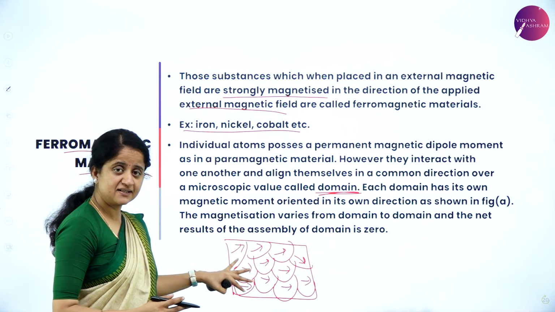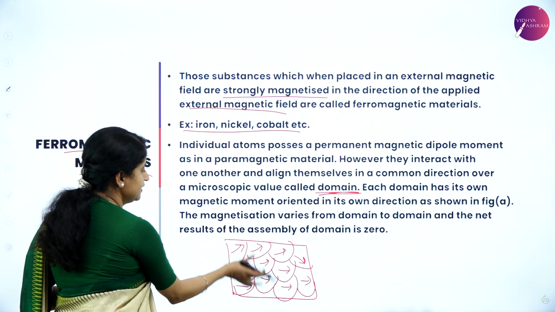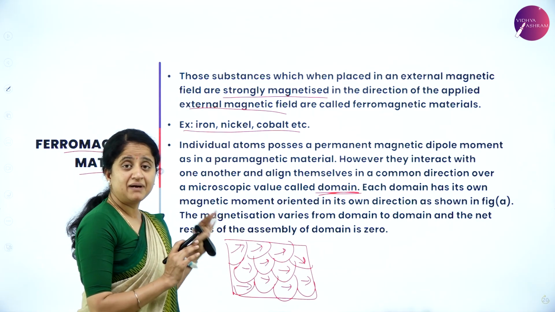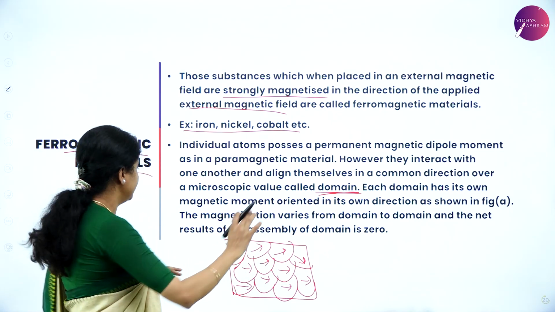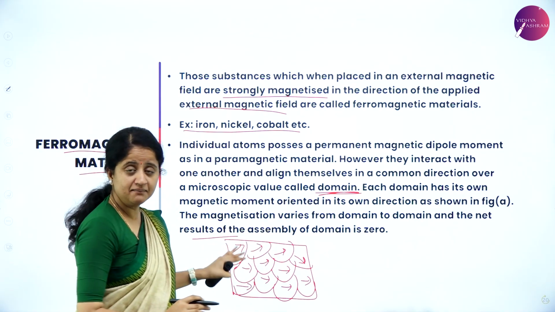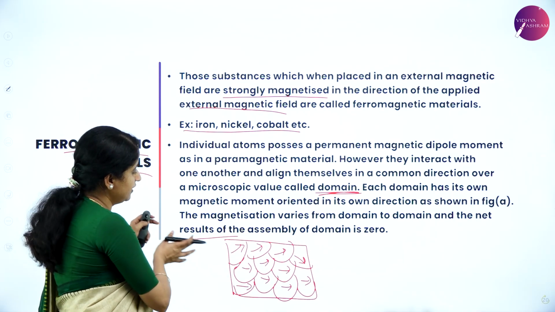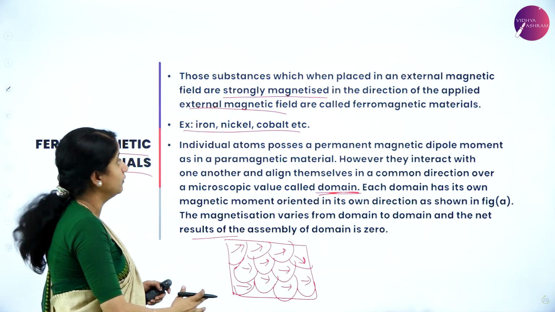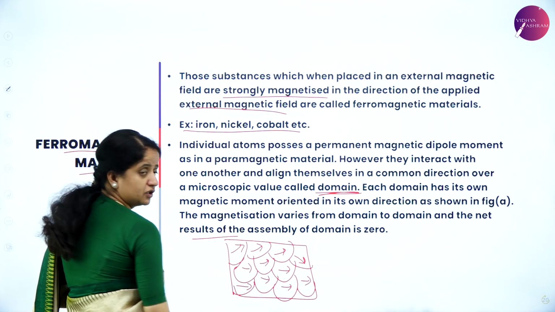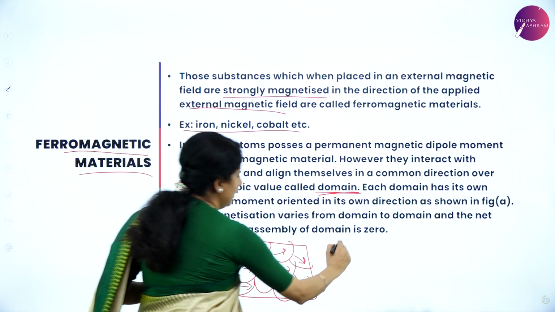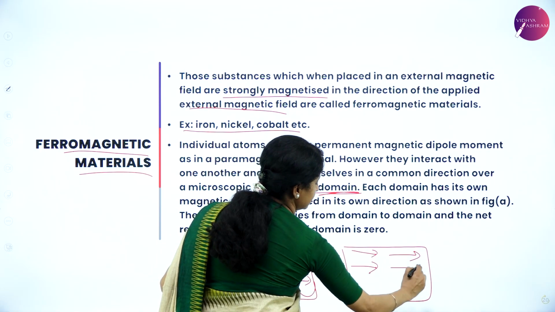So we can understand that by this diagram. You can see here each domain is oriented in its own direction, but the magnetization varies from one domain to another, and the net result of the assembly of domains is zero. So what happens if we apply a magnetic field to these domains? When the external magnetic field is applied here to these domains, they tend to align in one direction. They orient in one direction like this.